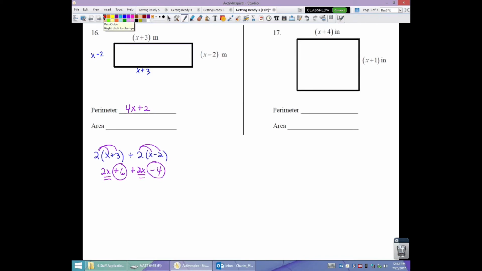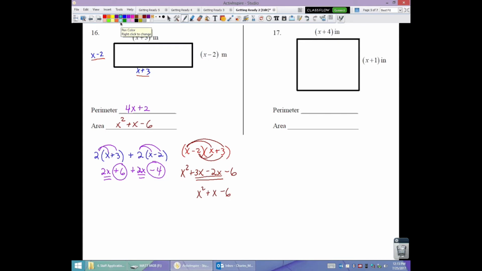For area, I'll be multiplying base and height. So x minus 2 times x plus 3. And again, like we did on the last page, we'll distribute with these binomials. So x times x and x times 3 gives me x squared plus 3x. Then distribute negative 2. Like terms in the middle, 3x minus 2x is 1x. So x squared plus x minus 6 is your area.